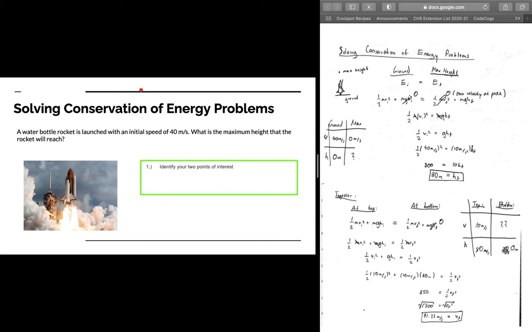So the first thing that we're going to do here is identify our 2 points of interest, okay? Our first point of interest is the ground, and our second point of interest is when we reach our maximum height, okay?